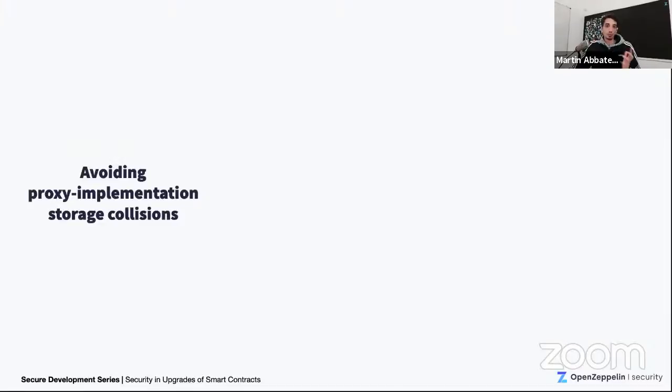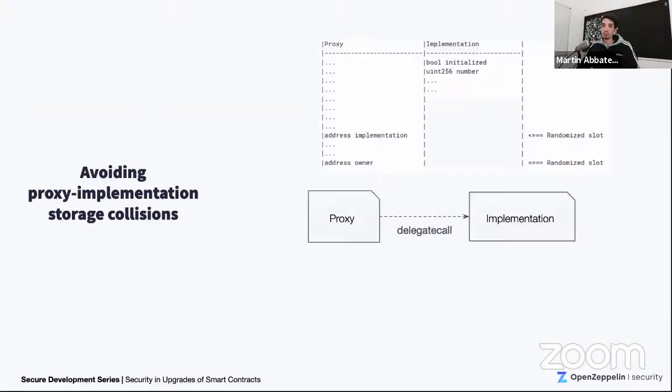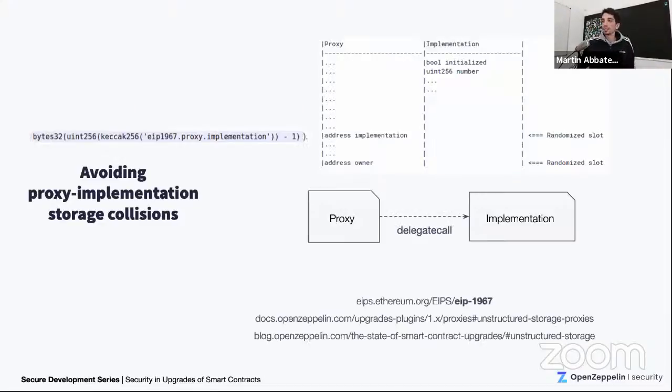Well, there is a well-known pattern already. It's an EIP in the community called EIP 1967. If you follow this, and this is the de facto standard by now that many projects are using. It's already integrated in OpenZeppelin contracts as well. What you should be doing is moving the storage of the proxy so that it doesn't collide with the storage of the implementation.